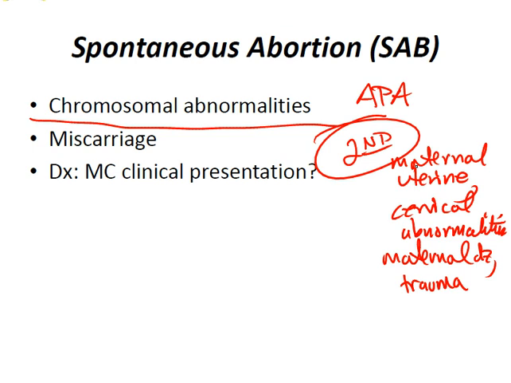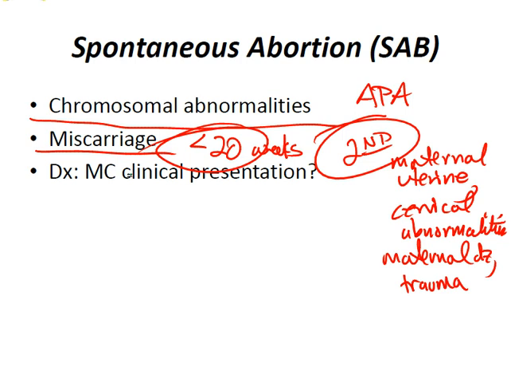So spontaneous abortion, also known as a miscarriage, is defined as a pregnancy that is lost before 20 weeks. So less than 20 weeks is called an abortion. That's big. Remember that. It's less than 20 weeks.